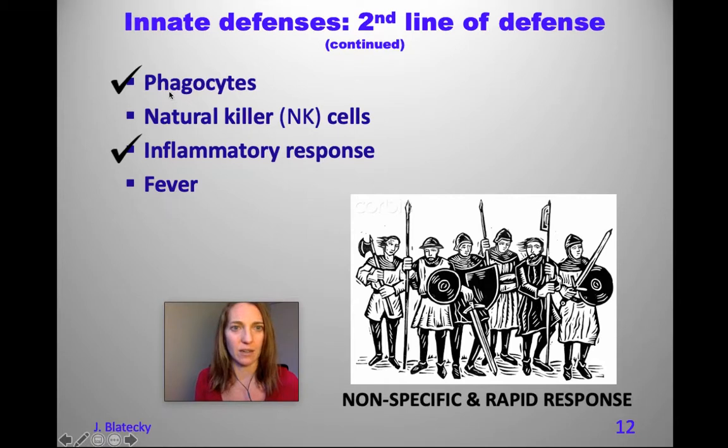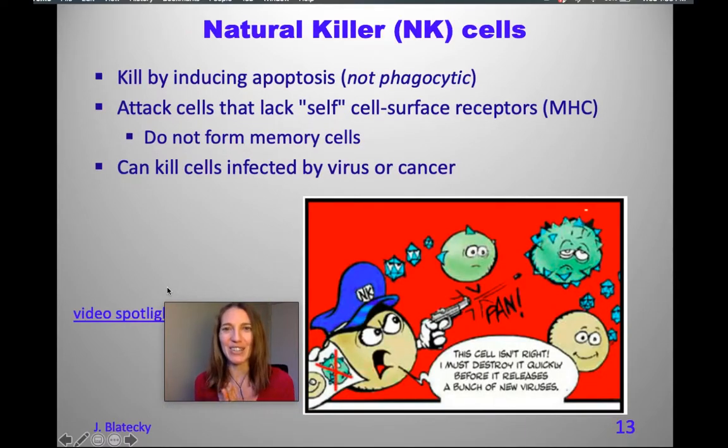So we've talked about phagocytic cells. We've looked at the inflammatory response. Now I want to talk about natural killer cells briefly, as well as fever. So these natural killer cells, in cellular cartoons, that is a thing, they're often portrayed as police officers, right? He's got the little NK hat on. He's saying, the cell isn't right. I must destroy it quickly before it releases a bunch of new viruses. So one of the themes I've tried to impress upon you all with this innate immunity is that it's non-specific. Definitely doesn't form memory cells.